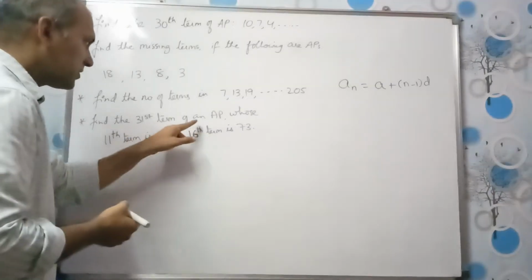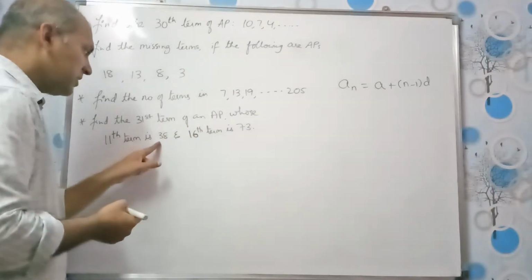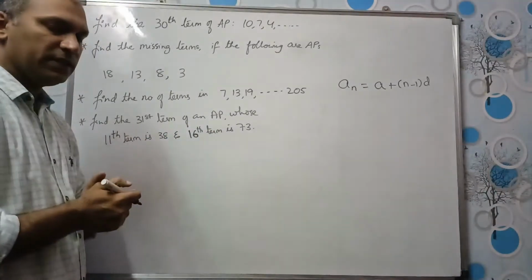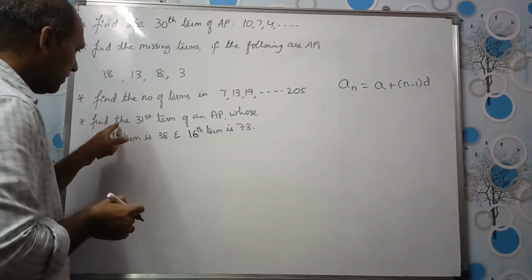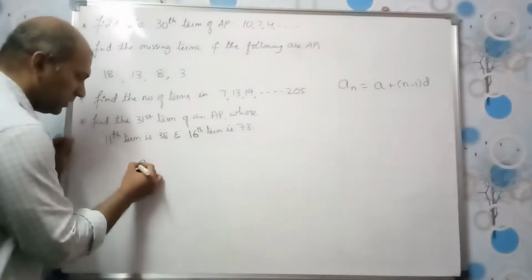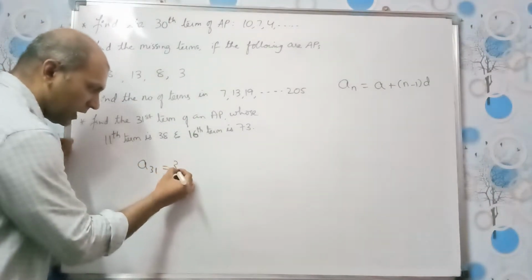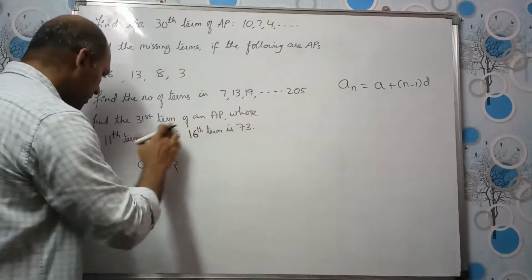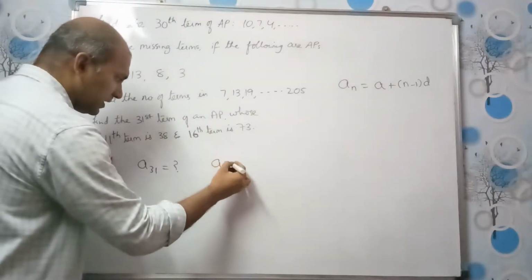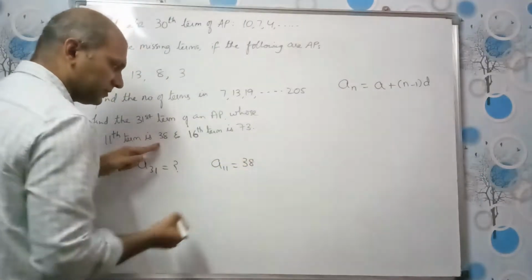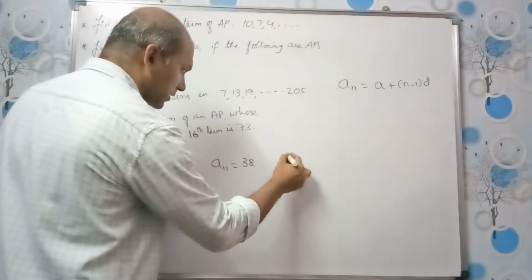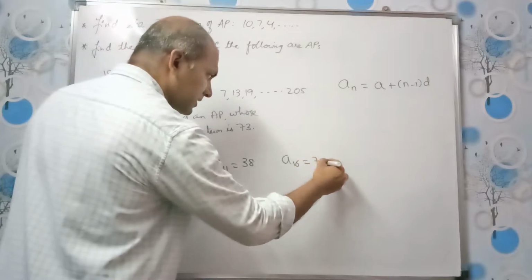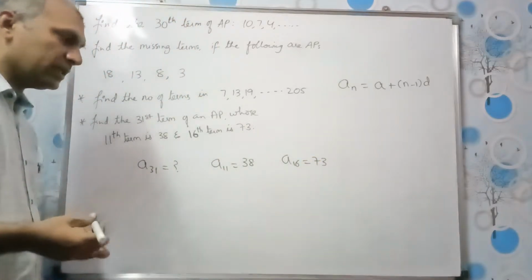Find the 31st term of an AP whose 11th term is 38 and 16th term is 73. Okay. Now see, read the question carefully. We need to find the 31st term. So A31 is how much? We need to find that of an AP whose 11th term is 38. Okay. And 16th term is 73. A16 is 73 given. We should find A31.